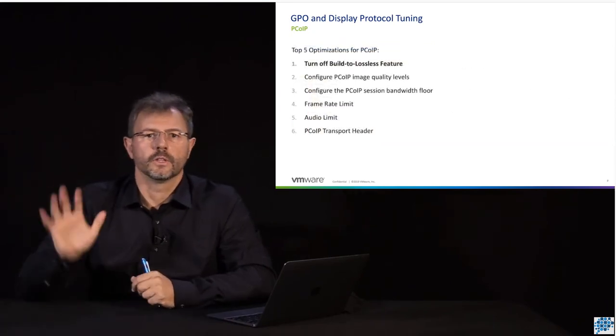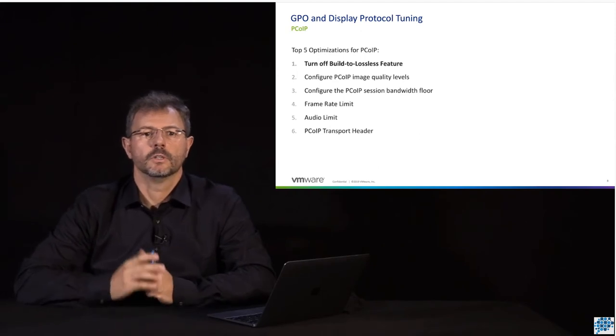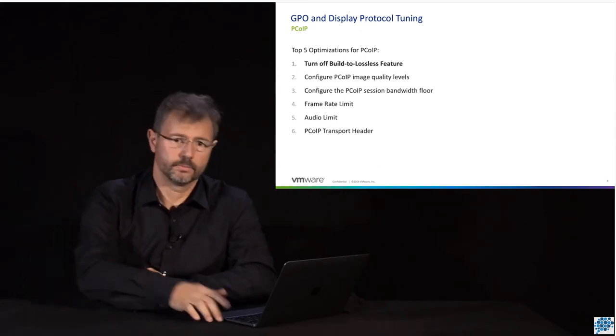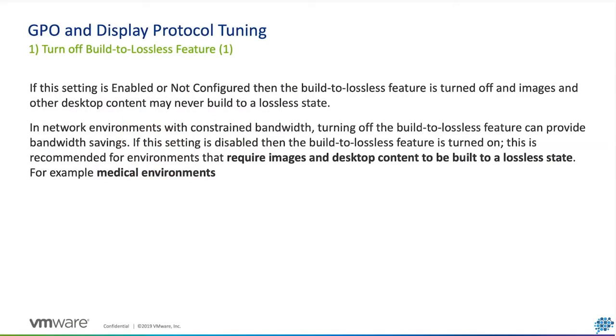Let's start with the top 5 optimization settings. First, we are going to talk about the build to lossless feature. Build to lossless is an option you should take care about. Why? It's a good optimization feature because it saves you a lot of bandwidth.